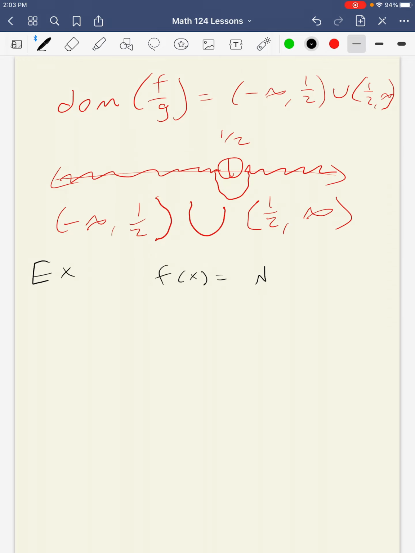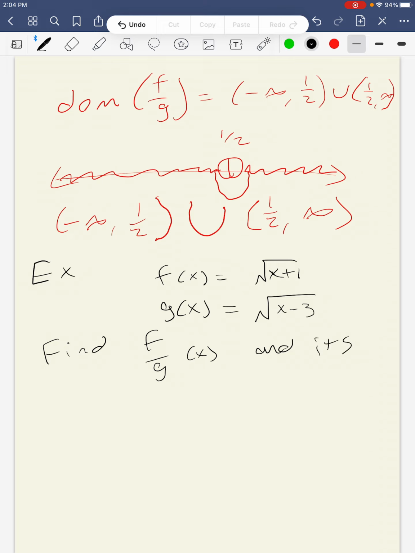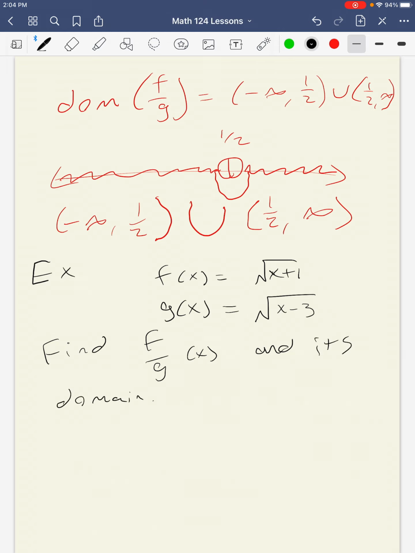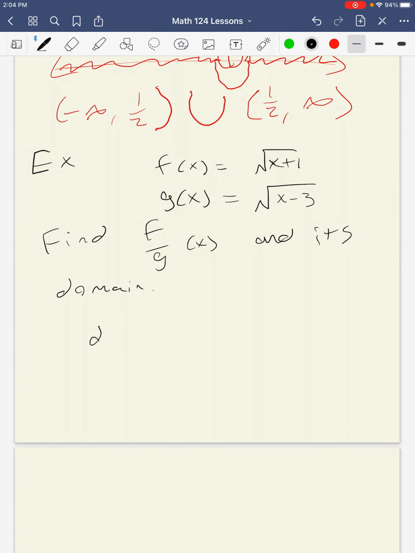Let's take f of x to be the square root of x plus 1, g of x to be the square root of, I don't know, x minus 3. Find f over g of x and its domain. So first I'll start with the domains. What is the domain of f?